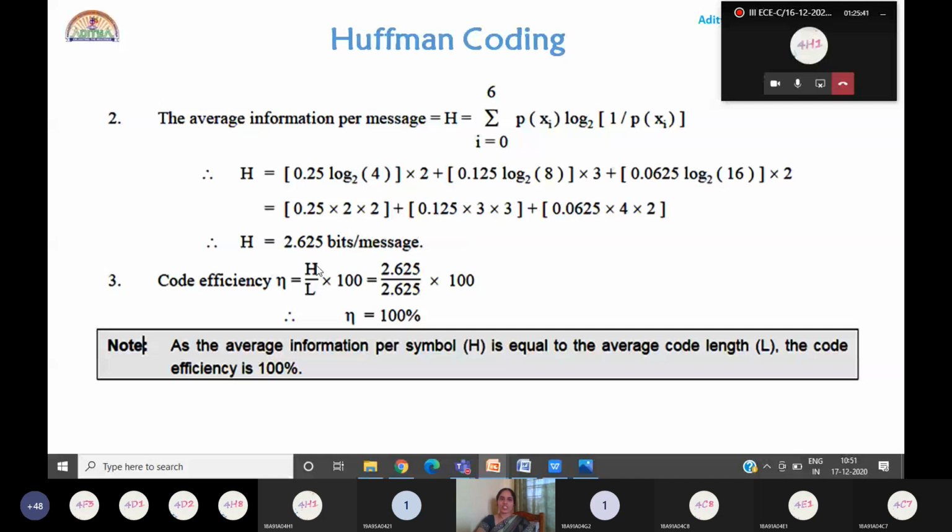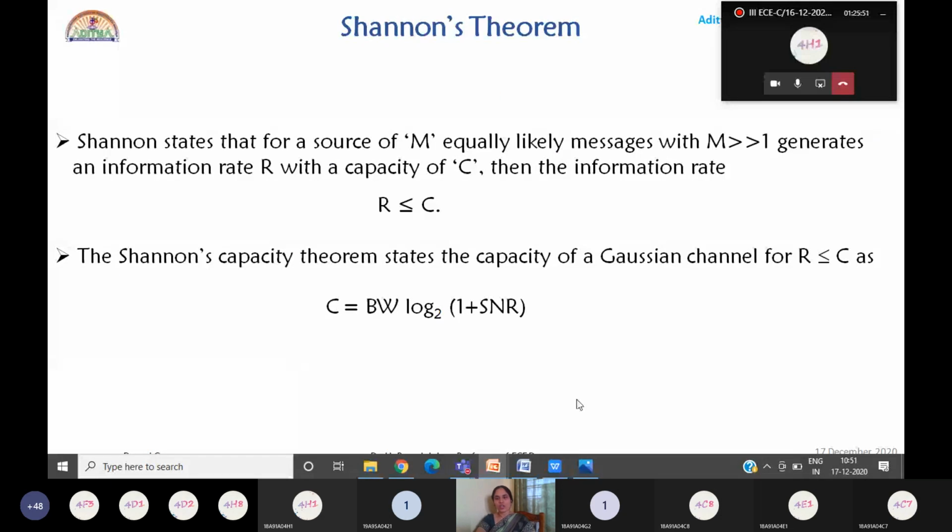And code word efficiency is H by L into log m base 2. Here log m base 2 is 1. So directly I represented as H by L. So we obtain the efficiency as 100%. This is all about the Shannon-Fano coding method and Huffman coding approach.